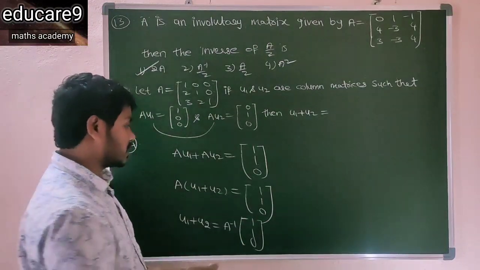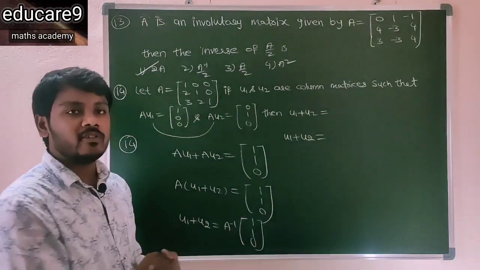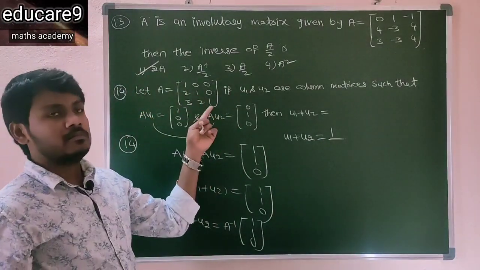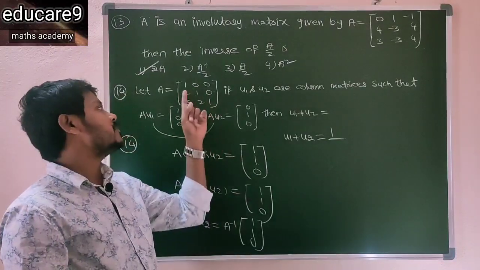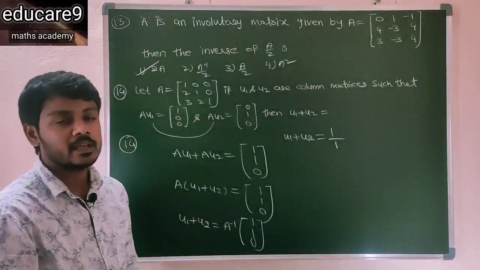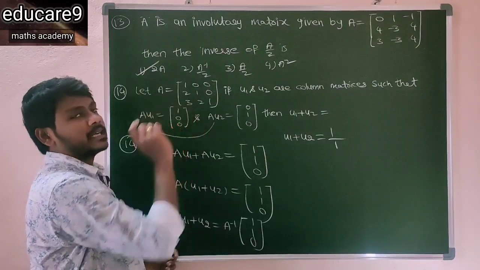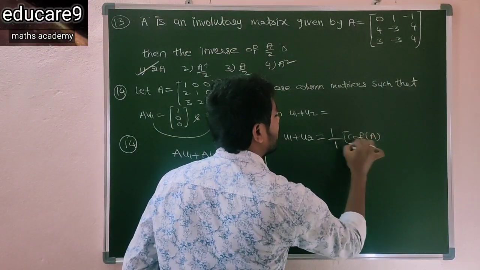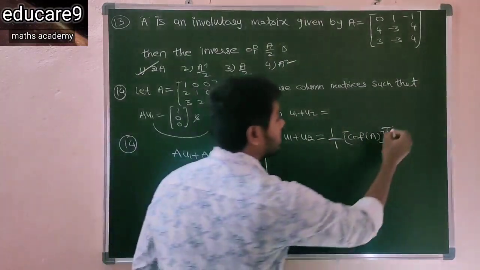Now find A inverse. A inverse is 1 by det A. What is the determinant of A? So clearly this is a triangular matrix. For a triangular matrix, the determinant is the product of the diagonal elements. So clearly the determinant is 1, into adjoint of A. So that is cofactor of A whole transpose. So write cofactor of A whole transpose into [1, 1, 0].